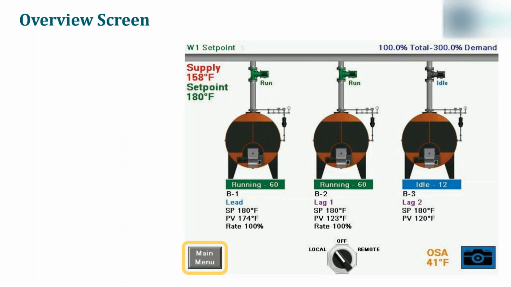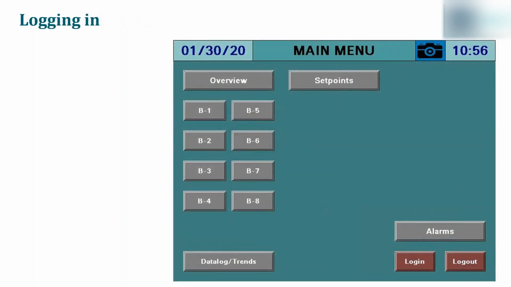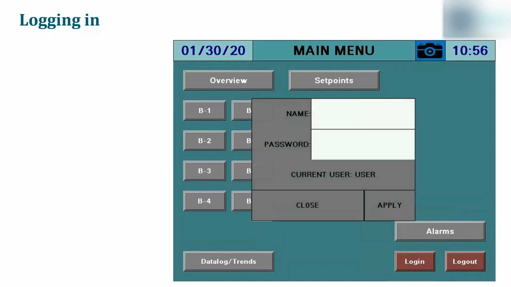Okay, so we click on our main menu button down here in the lower left-hand corner on our overview screen. It will take us to the main menu of the master panel. When you first go here, there's not a whole lot being shown because we're not logged in. So in order to log in, we're going to click on the login button. When we do so, it'll bring up this little dialog box, and you're going to type in setup as the name and start as the password.